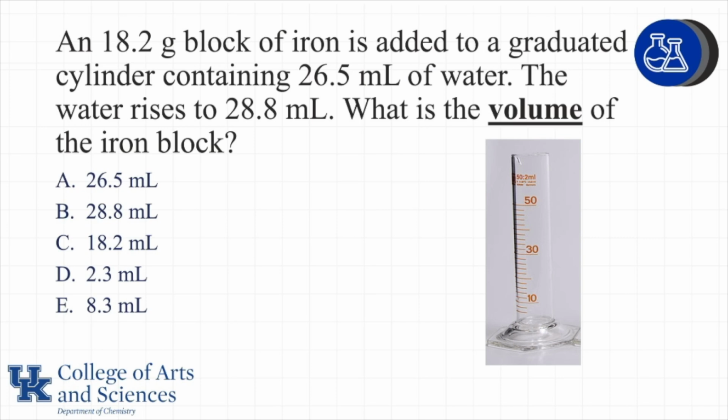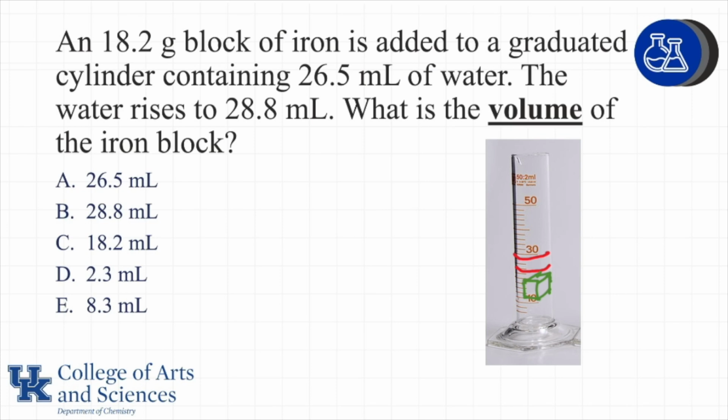Let's look at another example that's a little bit different. Here we have an 18.2 gram block of iron is added to a graduated cylinder containing 26.5 milliliters of water. The water rises to 28.8 milliliters. What is the volume of the iron block? So we're not calculating the density yet, just the volume. So if we have our graduated cylinder and we say, okay, we have water up to where the red line is, then we put in our block of iron. We drop it down in there carefully. Okay, so we have our cube of iron there. And then what happens is the volume of the water raises.